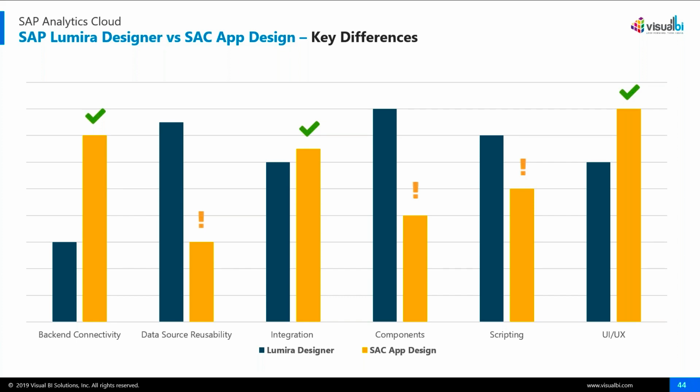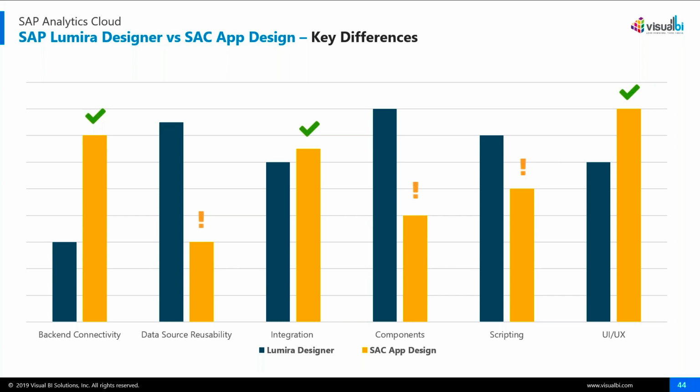Then talking about integration, SAP Lumira Designer can integrate well with SAP tools, like we can bring in BEx, or you can bring in Analysis for Office. But SAC App Design is meant for integration with external apps, and because it also comes with hyperlinking capabilities and scripting capabilities, the integration with external apps is getting even wider.